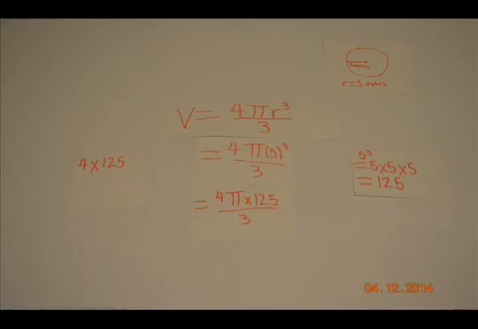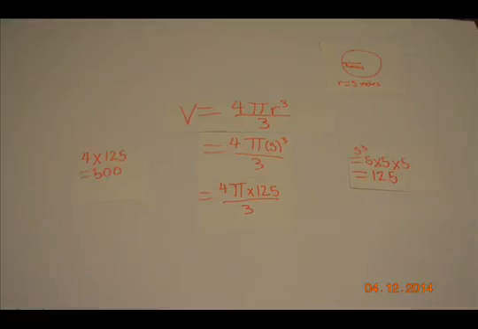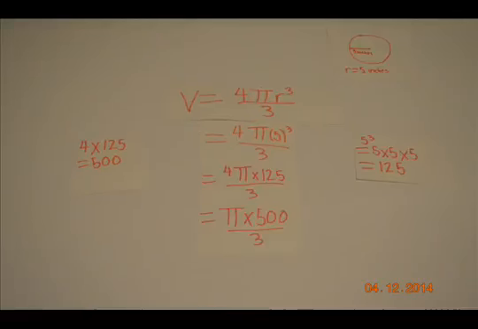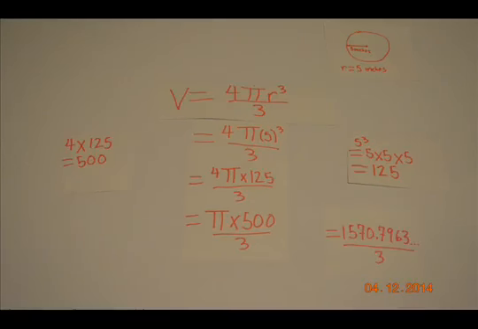Once again, though, I find it easier to multiply by 4 first, so 4 times 125 is what I'll show you. From there, we know that 4 times 125 is equal to 500. So we substitute that into the equation, so pi times 500 divided by 3. Once again, you need a calculator for this part, as you want to keep it exact as possible. So pi times 500 is 1570.7963, and so on, divided by 3.